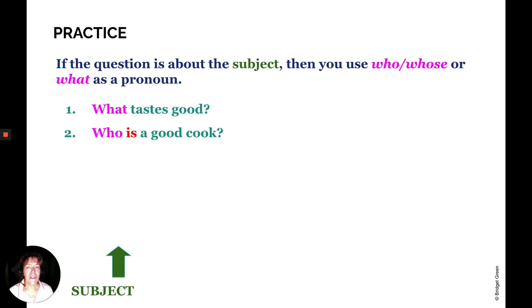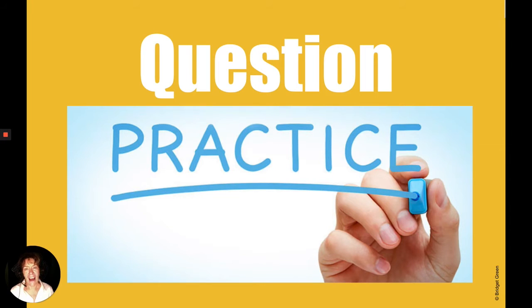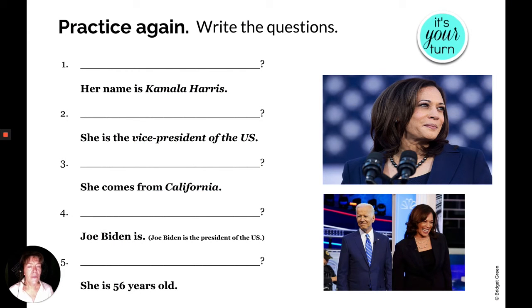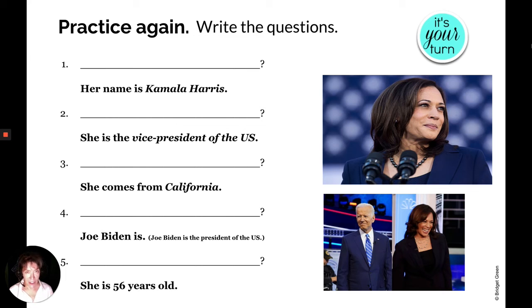Right, just to remind you, remember that who replaces the subject, and the verb usually changes to a singular verb, but with whose, it doesn't change. Okay? Nice. Now, let's have a little more question practice. Here we are. Do you know who this woman is? Very famous new Vice President of the United States. And there's the President, Joe Biden. Now, please write the questions.